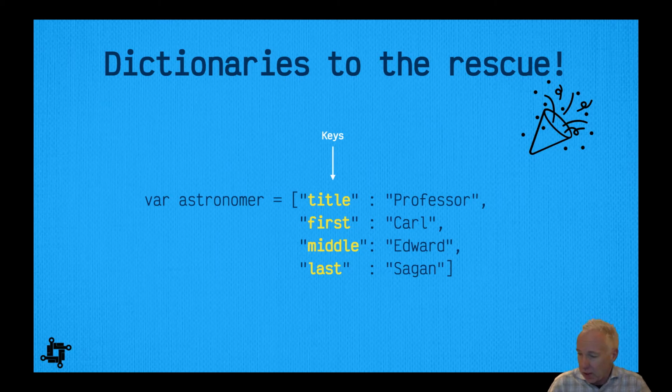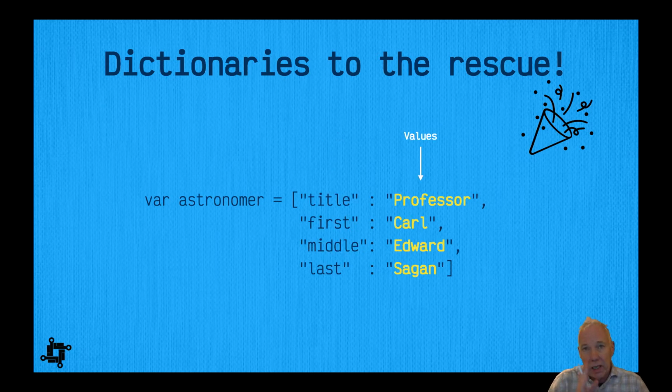So for the dictionary here, we have keys of title, first, middle, and last. And then every key has a value associated with it. So given the key title, we have the value professor. Given the key first, we have the value Carl, and so forth. So it is keys and values, and the way we identify each of these is with the comma here at the end, very similar to like we did in an array where we have all the elements in the array.